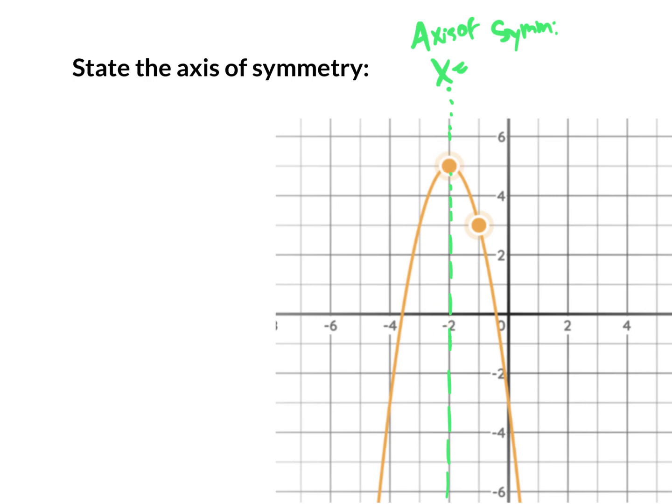If I were to name the vertex, what is the vertex? It's the location -2, 5. But the axis of symmetry is x equals the x value of your vertex. So that's what you would type in, x equals -2. That's the axis of symmetry equation of that parabola that opens down, that has a vertex -2, 5.